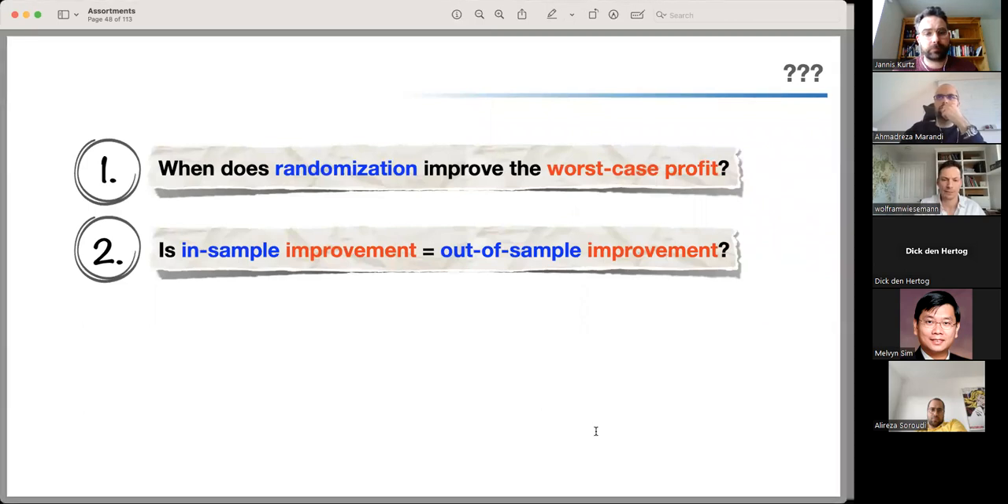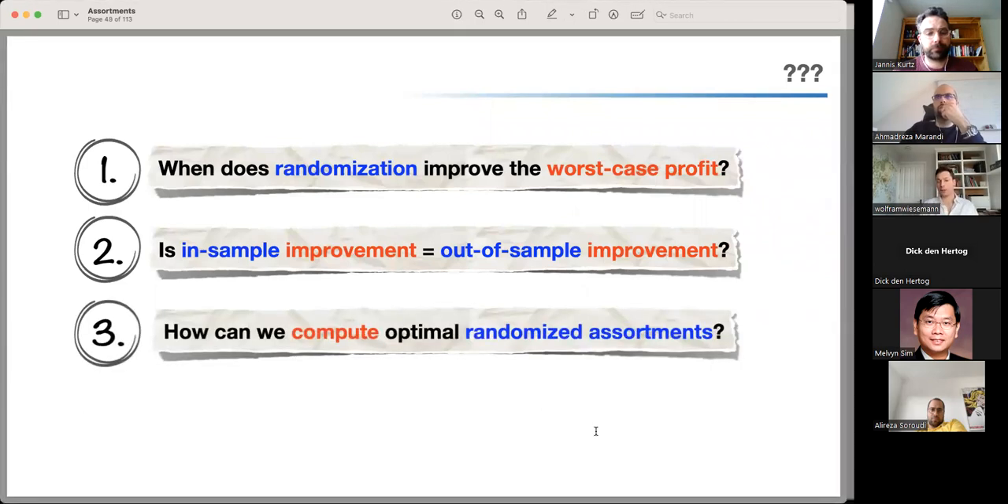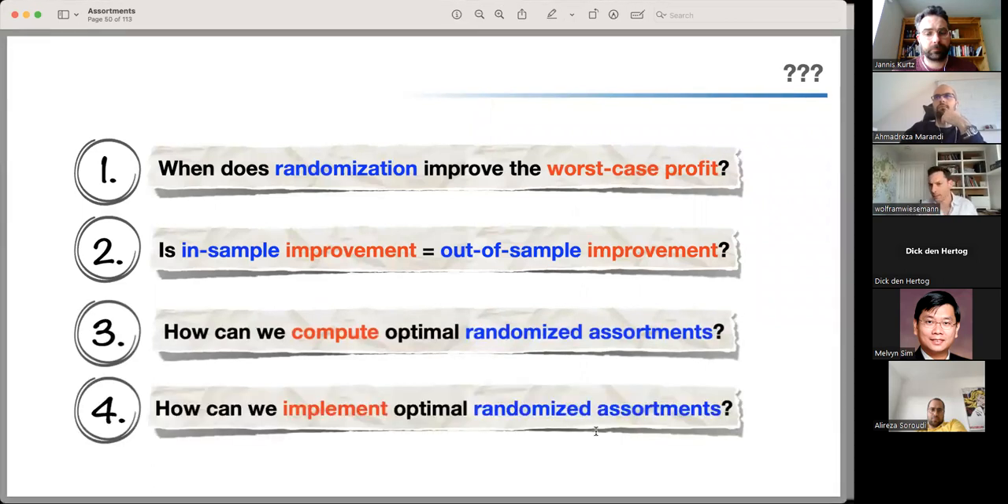That's my second question. The third question is, how can we compute optimal randomized assortments? And finally, how can we actually implement them in practice?